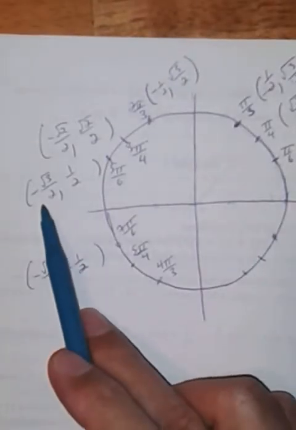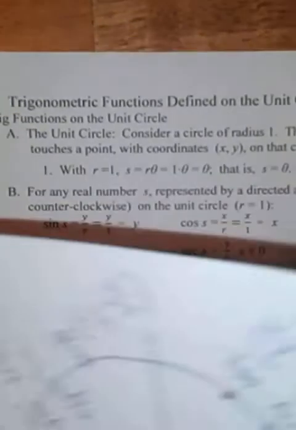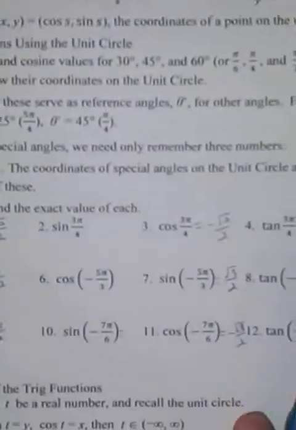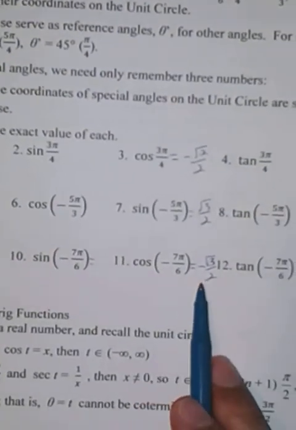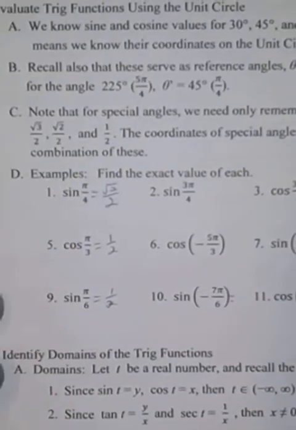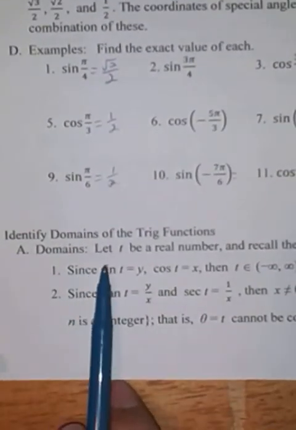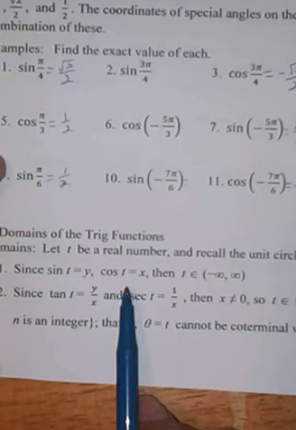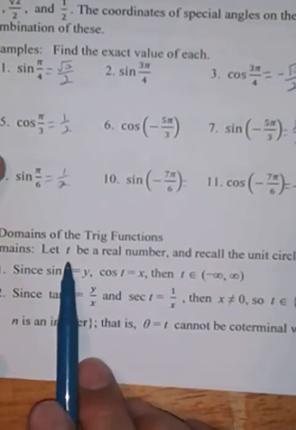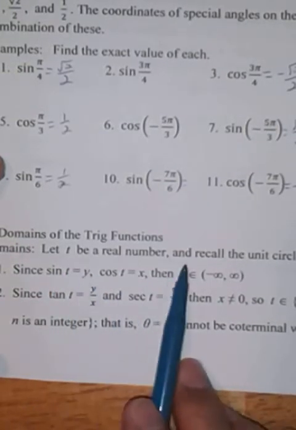Alright, so I just found the cosine of negative 7 pi over 6, and I noted it on number 11. Let's proceed to part 3, identifying domains of the trig functions. Remember, let t be a real number.